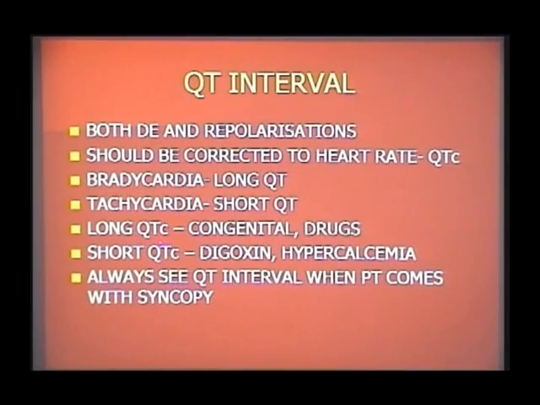The short QT interval can be produced by digoxin and hypercalcemia. The only drug which can produce a short QT interval is digoxin. All the other intervals are increased by digoxin; the only interval shortened by digoxin is the QT interval. So the QT interval is shortened by digoxin and hypercalcemia. Always see the QT interval when the patient comes with a syncope. So this is the importance of the QT interval.